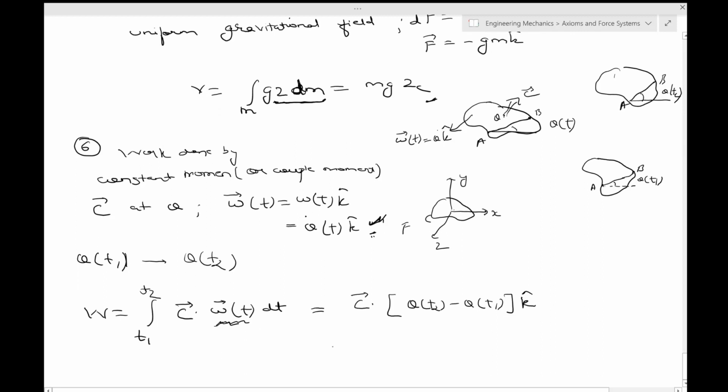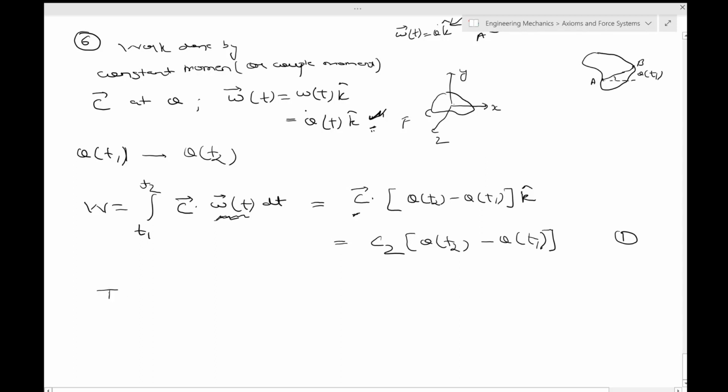Okay, now C is acting at point Q. So if you take this particular dot product, this essentially means you are just resolving the C along the Z axis. So that would mean you have Cz times theta of T2 minus theta of T1. Okay, so this is equation 1.